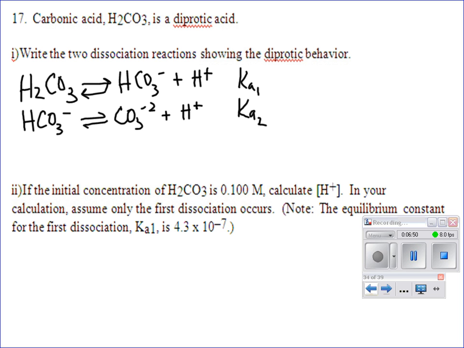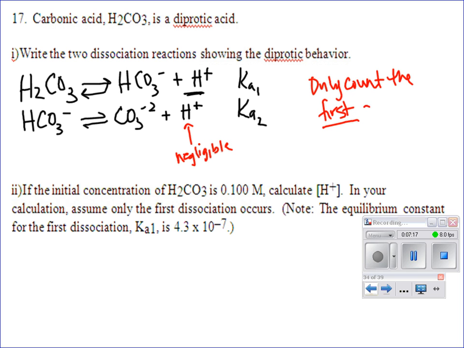Ka2. I'm going to prove to you that when you're finding the pH, this H is the only H we look at to do the calculation. This H down here is mathematically negligible. So we don't count it. Only count the first dissociation towards pH. Why? And we're going to show that.